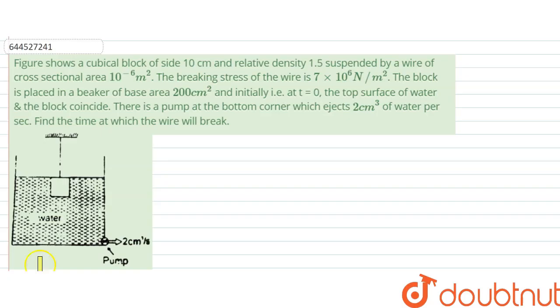Hello. We are given a question and the question says: figure shows a cubical block of side 10 centimeter and relative density 1.5 suspended by a wire of cross-sectional area 10 to the power minus 6 meter square. The breaking stress of the wire is this much. The block is placed in a beaker of base area this much, and initially, at t equals 0, the top surface of the water and the block coincides, as we can see in the figure itself. There is a pump at the bottom corner which ejects 2 centimeter cube of water per second. Find the time at which the wire will break.